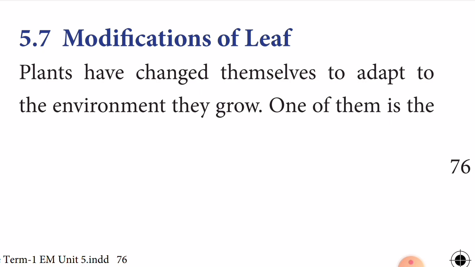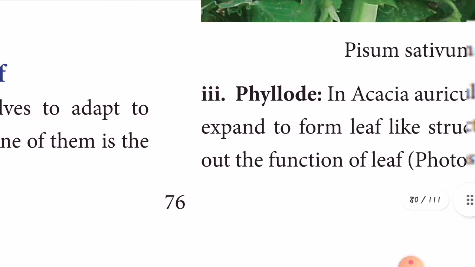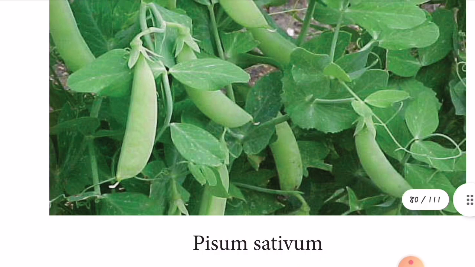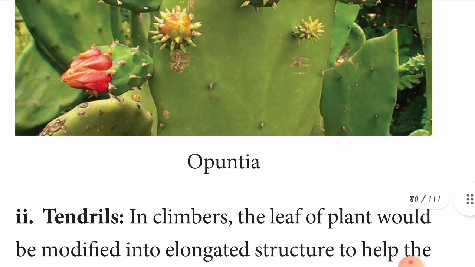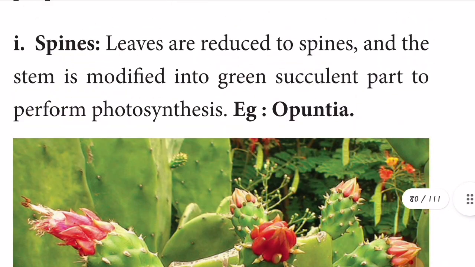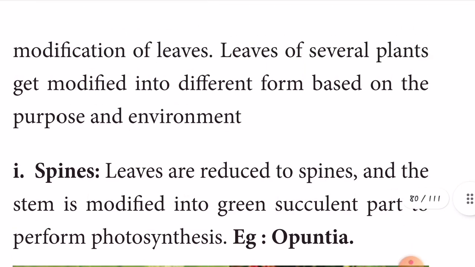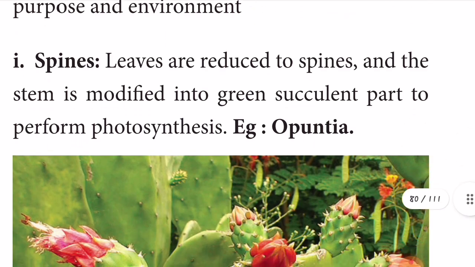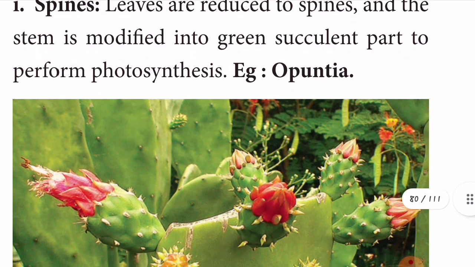Modification of leaf. Here the plants have changed themselves to adapt to the environment they grow in. The plants have several different types of modifications, children. And see here the spine. They have different forms based upon their purpose and their environment. Now let's see the spine, and see the nice diagram, children.